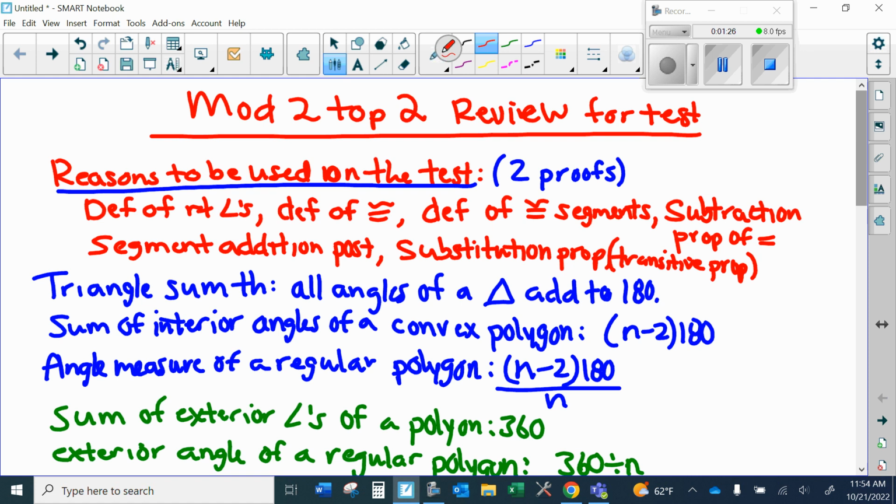Okay, you need to know your triangle sum theorem. It says all the angles of a triangle add to 180. Be able to solve it with not only numbers, but with variables as well. You're still adding them all up, setting them equal to 180 and solving.